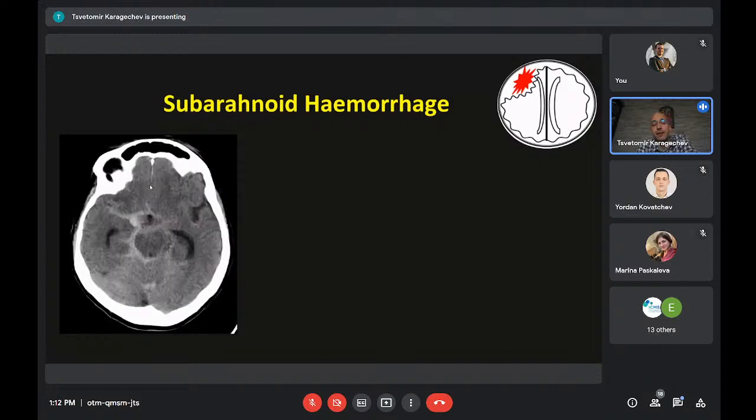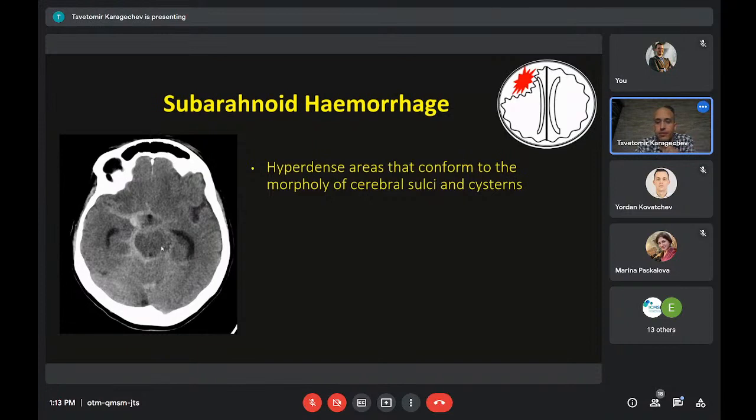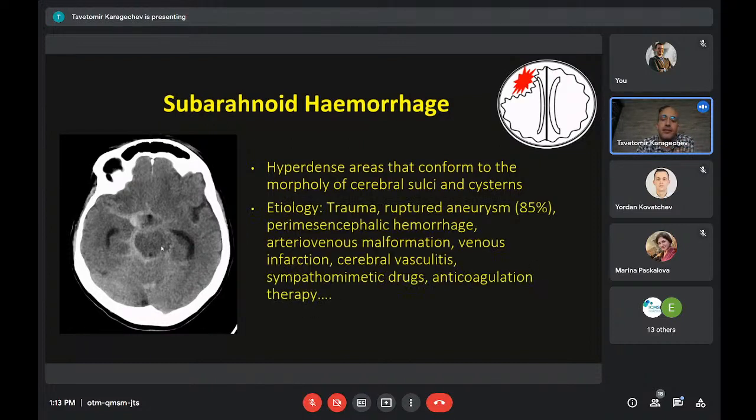So the CSF spaces are continuous with the basal cisterns. Dr. Kovatchev explained the anatomy in the beginning, but this image is really important. I really want you to remember it. If you try to picture how the normal anatomy looks like, these are the basal cisterns. This is where the circle of Willis lives. And when you see this, the subarachnoid hemorrhage are these hyperdense areas that conform to the morphology of cerebral sulci and cisterns.